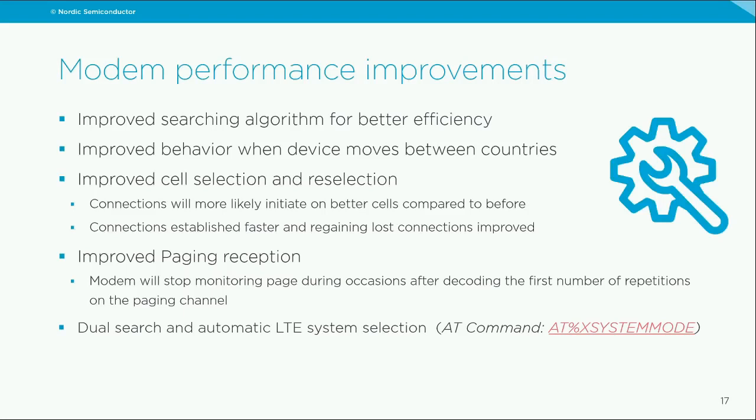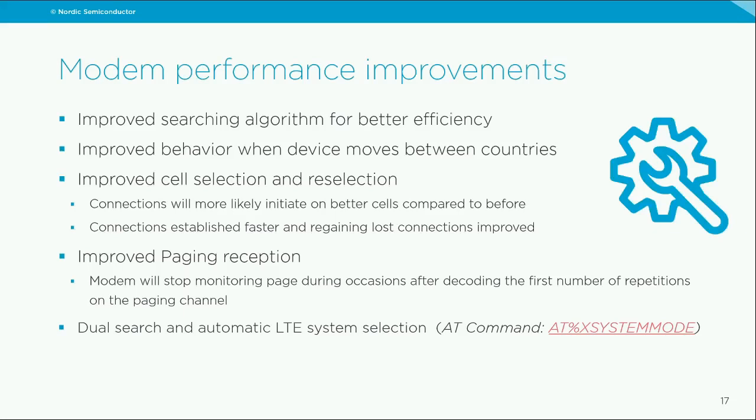And another very nice feature is that we have improved the paging reception. So the modem will stop monitoring the page reception during occasions where, after decoding the first number of repetitions on a paging channel, it doesn't need more. So essentially this means some networks have implementations where they use 256 repetitions on a paging channel. And before, the modem needed to stay on all the time to receive every repetition, but now it can decode just the first few repetitions and then turn off after that. So this will save a lot of current in those scenarios.